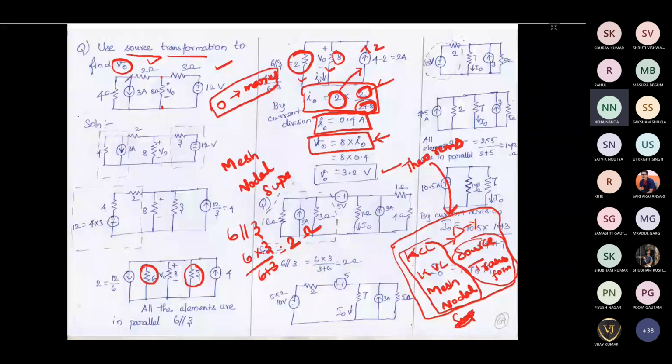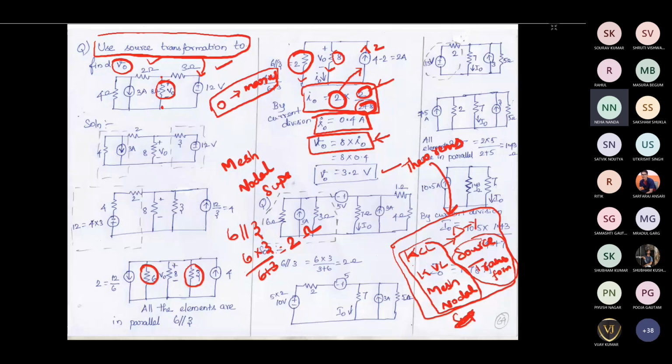You should not use whichever method you are comfortable with to find the answer. But if I give you a general question like find the voltage across this, you can use any method to find the solution. However, if I have given a specific method, here I have mentioned use source transformation to find V naught, then you should apply source transformation in order to find the voltage or current for the particular circuit.